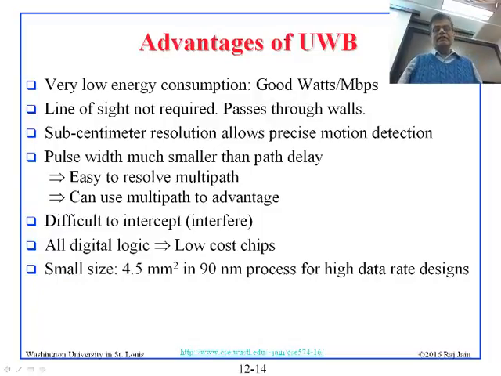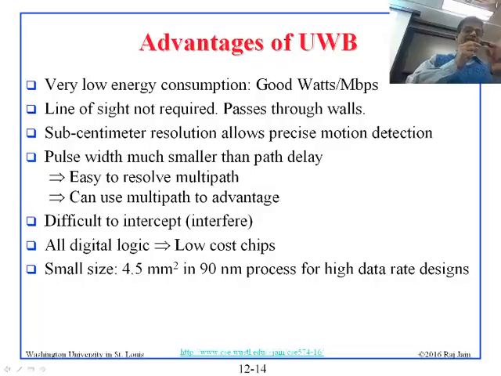So anyway, UWB, the advantage is very low energy consumption. You don't spend too much energy. Line of sight is not required. It goes through the walls. Sub-centimeter resolution allows precise motion detection. So if things are moving even by millimeter or centimeter, you can measure it with this. Pulse width is much smaller than the path delay, so multipath is very easily resolved.